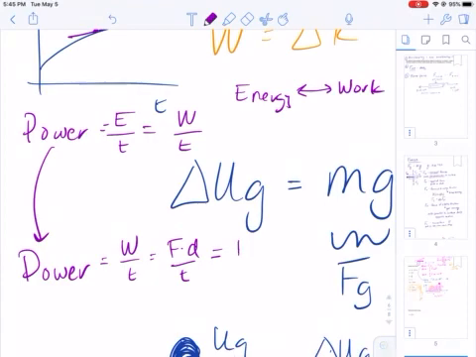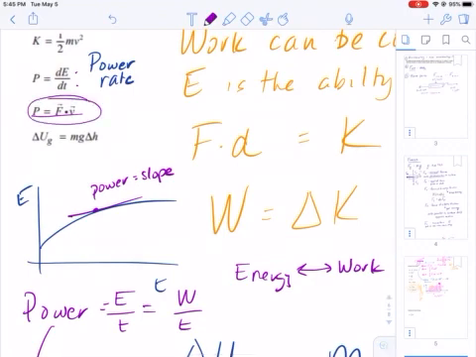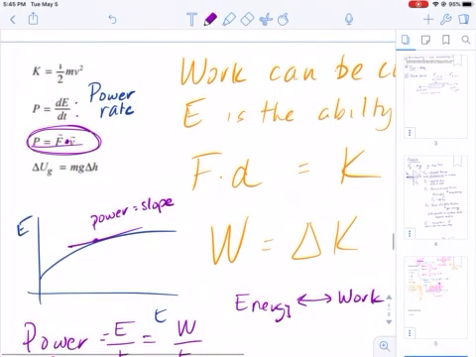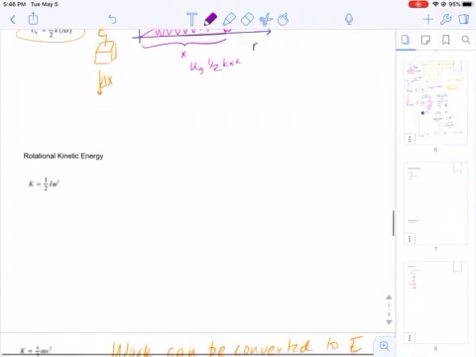So how does that relate back to the rotational stuff? Rotational kinetic energy is the only one of these that really matters, and the definition of rotational kinetic energy is 1/2 I omega squared. And again, I is moment of inertia, and omega is angular speed.